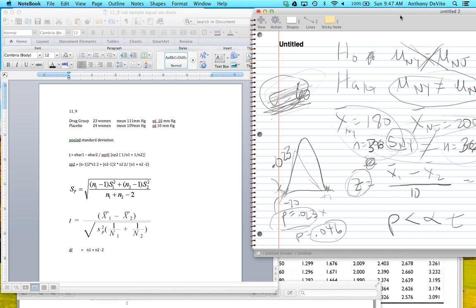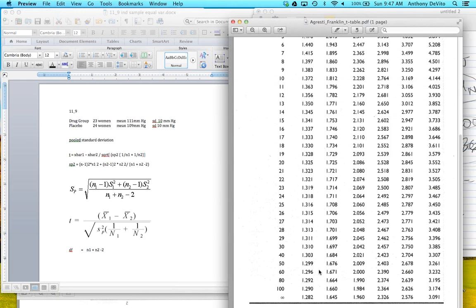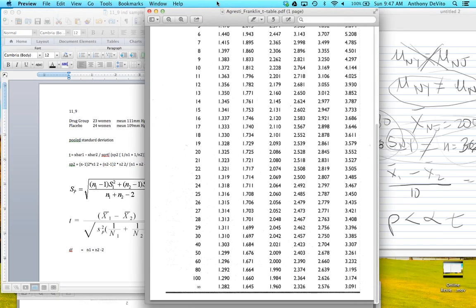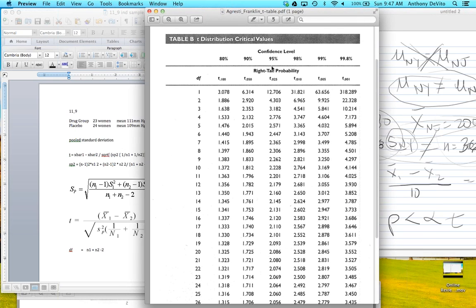Just to answer a quick question. The t-table doesn't actually give you a p-value, does it? The t-table gives you a value that you have to exceed. So if you look up here, you can see it's already saying the right tail probability is 0.025. So that's what you need for a 95% confidence interval. It's already taking care of that for you, right?